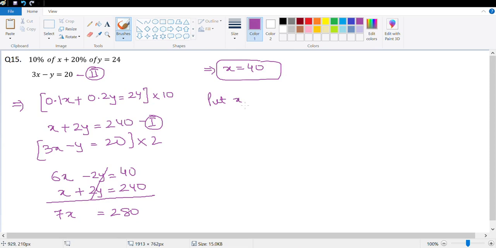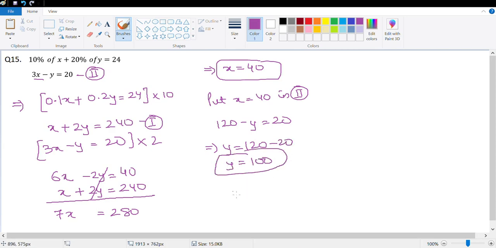Now put x is equal to 40, let's say, in equation number 2, and we get 120 minus y is equal to 20. 3 into 40, yes, that's 120 minus y is equal to 20, which means y is equal to 120 minus 20, which means y is equal to 100. So we'll write the answer in the solution set form, (x, y) is equal to (40, 100). That's the final answer.